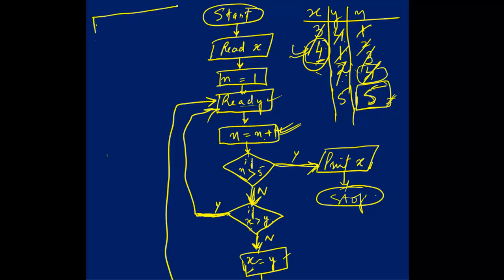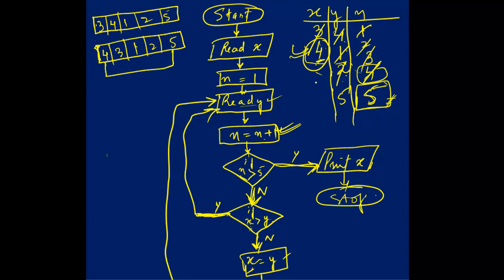Earlier my numbers were like this. It was 4 here. No, it was 3 here, 4 here, 1, 2 and 5. The new array was made when I had replaced the value of x as it was smaller than this y. So my new array was like this. Now I am comparing this and this. Here n was 1, 2, 3, 4 and 5. So I am comparing this 5.